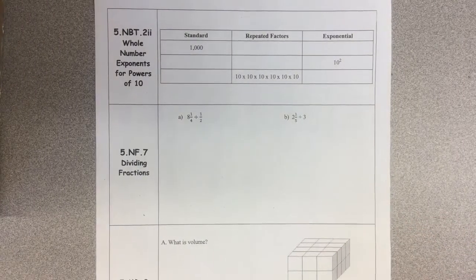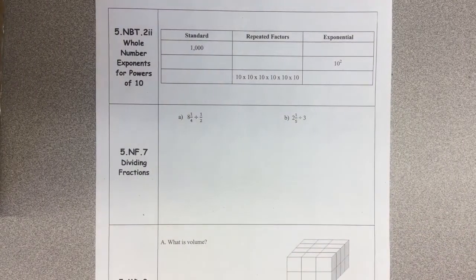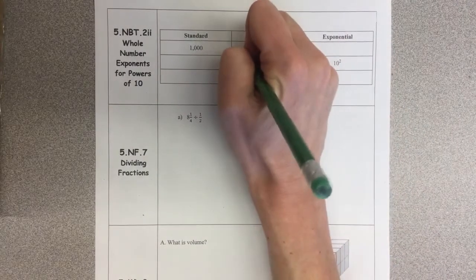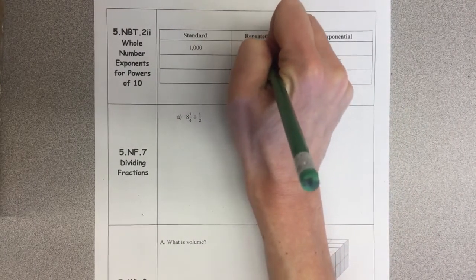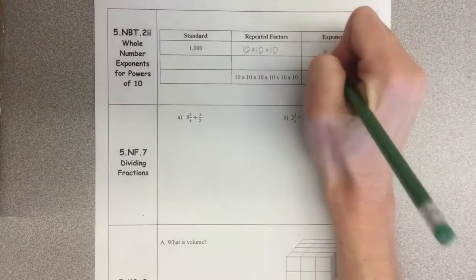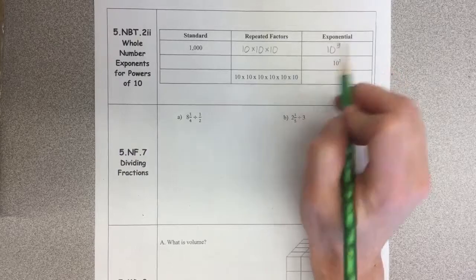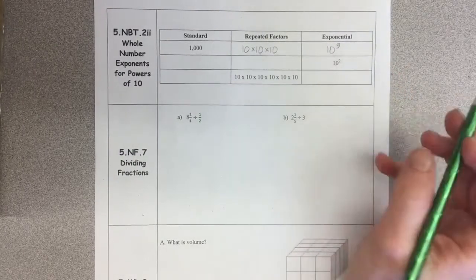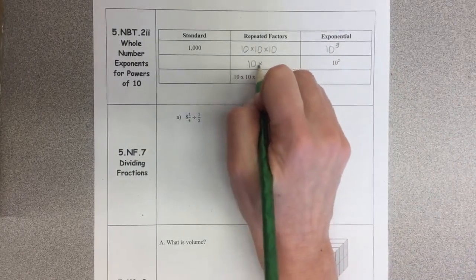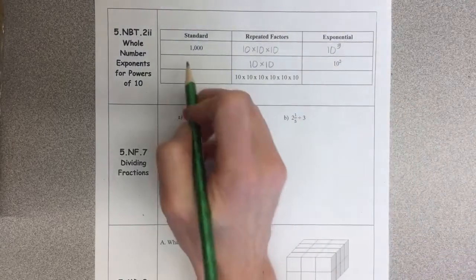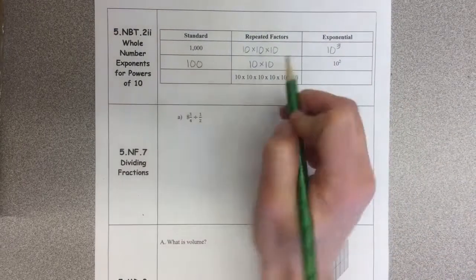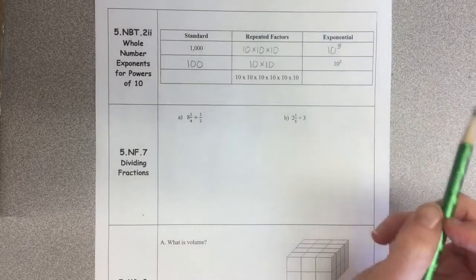Whole number exponents, standard form, repeated factors, and exponential notation. Given 1,000, I want to write that in repeated factors. 10 times 10 is 100 times 10 again is 1,000. So that's 10 to the third power, a base of 10 3 times. 10 to the second power would be a base of 10 2 times. In standard form, that's 100. 10 times 10 is 100.